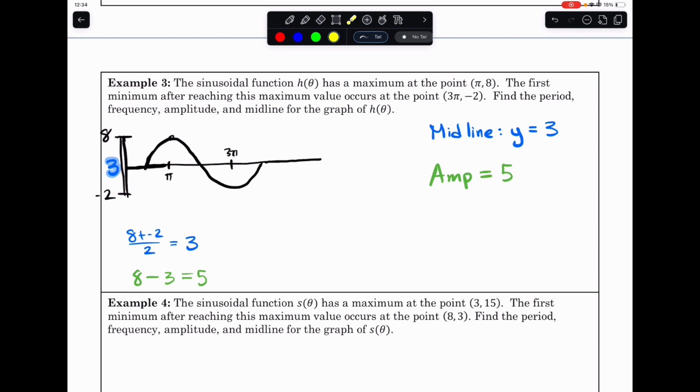Now the next part is going to be the difficult part here, which is trying to figure out what the period is, because one cycle of a sine function will look like this. But I don't know where the starting point is, and I don't know where the ending point is. I do know that the max is at pi and the min is at 3 pi. So if I do one more cycle, let me do my next cycle in red. And again, it's not drawn to scale.